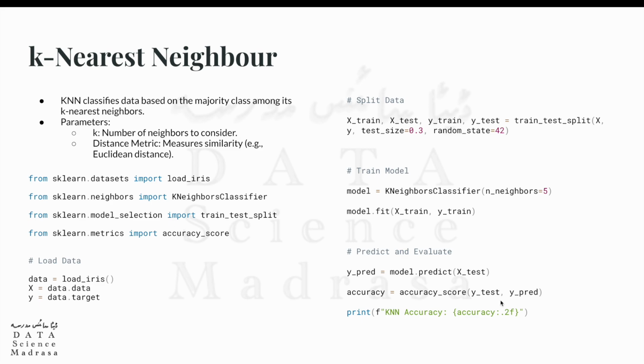And finally, k nearest neighbor. So KNN classifies data based on the majority class among its k nearest neighbors. So it looks around it and sees what labels surround it, and whatever the majority class is, it gets that label assigned to it as well. The parameters are the number of neighbors to consider around the data point, and distance metric, so measure of similarity, for instance, Euclidean distance, Manhattan, and so on and so forth.